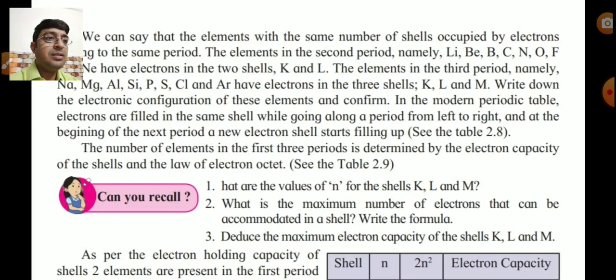The elements in the third period, namely sodium, magnesium, aluminium, silicon, phosphorus, sulfur, chlorine, and argon, have electrons in 3 shells. Those shells are indicated by the letters: first shell K, second shell L, and third shell capital M. Write down the electronic configuration of these elements as per the second period and confirm.